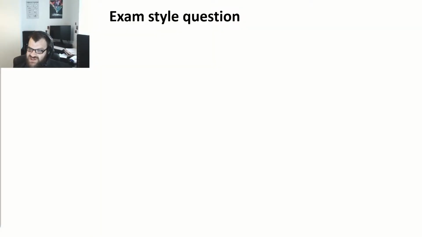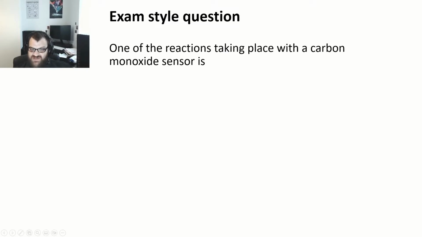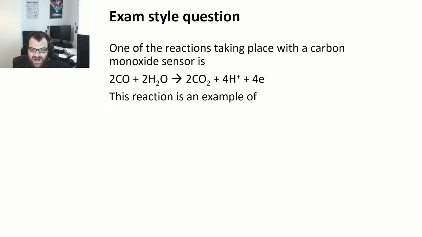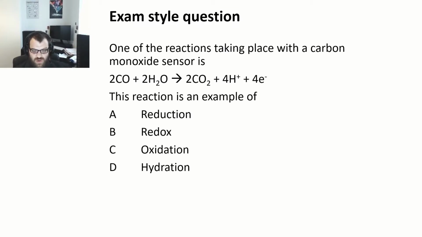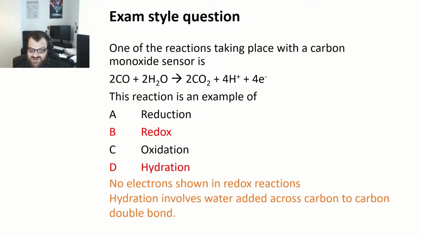Now we're going to look at a couple of questions based on the things that we've just spoken about. Here we'll be given a reaction that takes place in a carbon monoxide sensor. We're asked if this is an example of reduction, redox, oxidation, or hydration. The fact that there are electrons shown in this equation means it cannot be redox. In a redox equation, the electrons have cancelled out one another. A hydration reaction involves a carbon-to-carbon double bond being broken and water being added across it, which is not what we have here. That leaves reduction or oxidation.